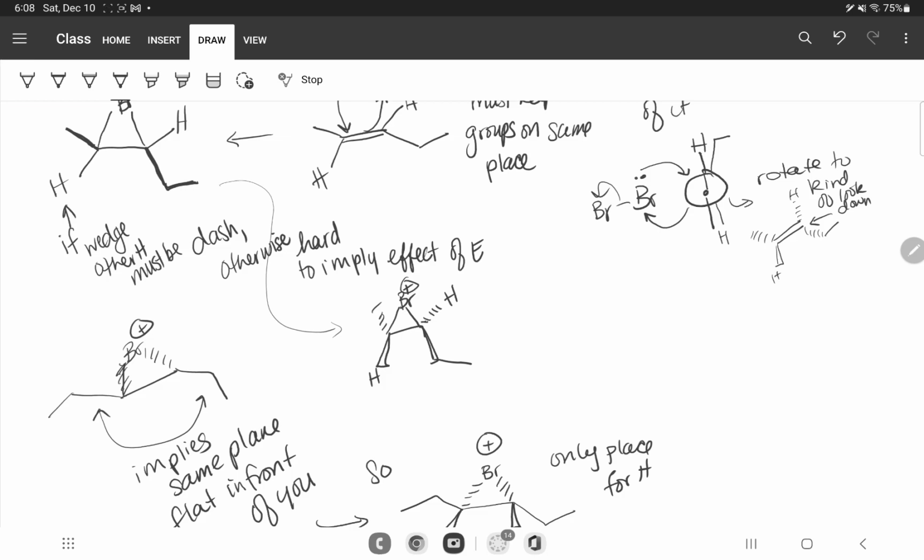We generally don't draw wedges and dashes on double bonds because of the direction that we're looking at. Typically we look at the double bond in a flat rotation and not where it's curved and stuff like that.